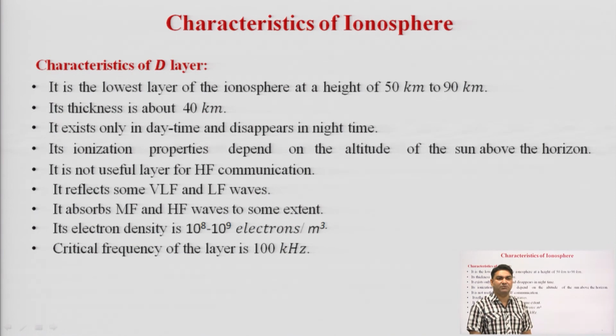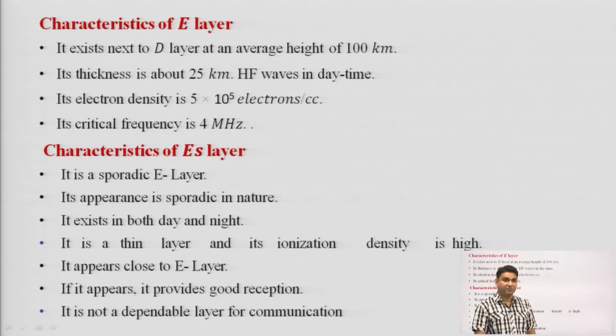It reflects some of the VLF and LF waves. It absorbs medium frequency and high frequency waves to some extent. The critical frequency is approximately 100 kilohertz, and its electron density is approximately 10 to the power 8 to 10 to the power 9 electrons per meter cube.